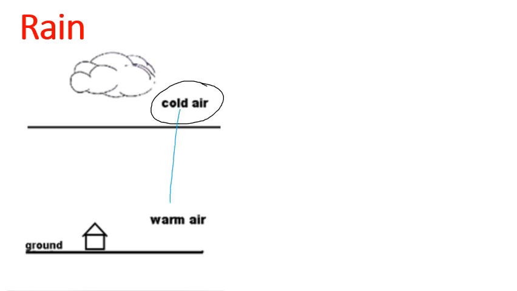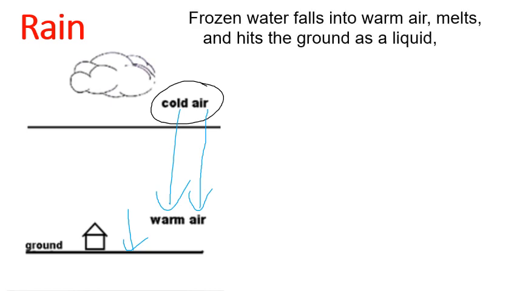What happens is they fall down and they get low enough that they get into air that's warm enough that the little frozen piece of ice melts, and we wind up with liquid water hitting the ground. That's how rain is formed. Rain is formed when the frozen water melts on its way to the ground and hits the ground as a liquid. So let's summarize that. We've got frozen water that falls into warmer air, melts, and hits the ground as a liquid.